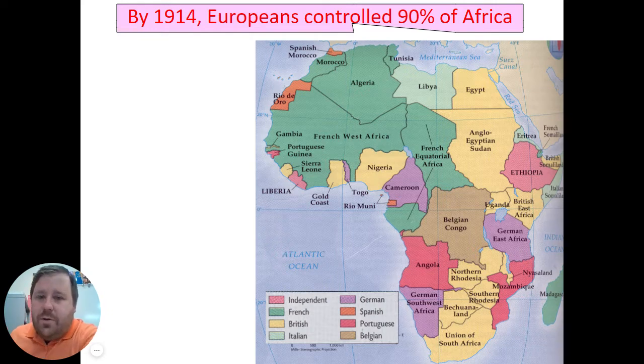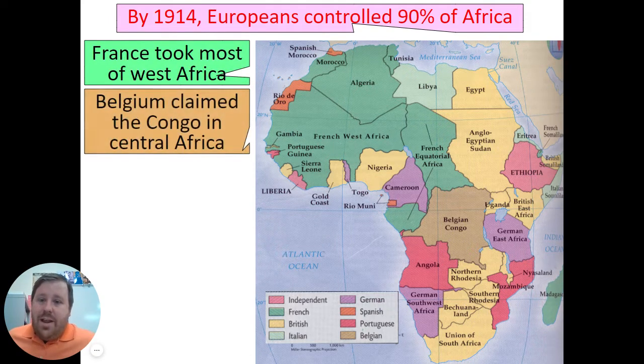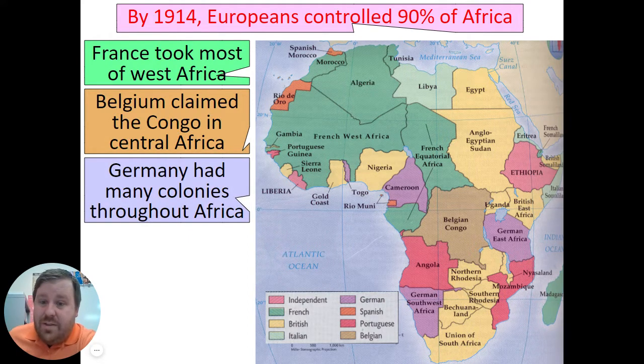So by 1914, Europeans controlled 90% of Africa. France took most of West Africa. Belgium claimed the Congo and Central Africa. Germany had colonies throughout Africa. So you've got all these extremely powerful European countries carving up Africa into these different colonies. A lot of these are part of either France or Britain, which have the most territory in Africa. And we'll talk more about Britain in a second.